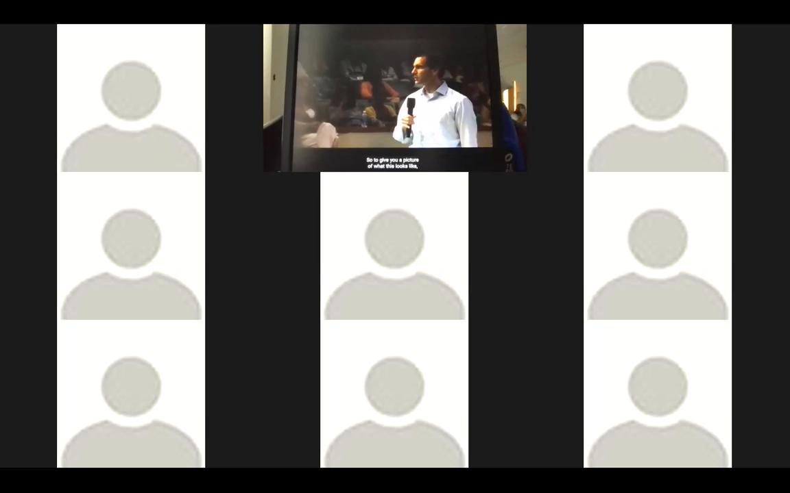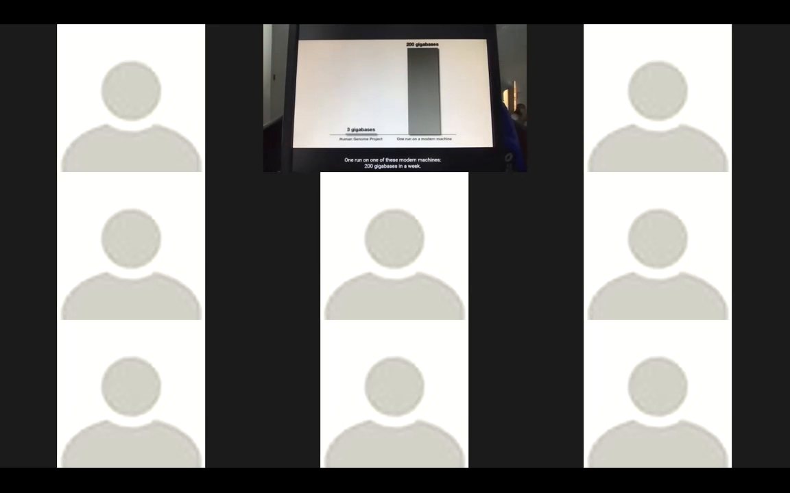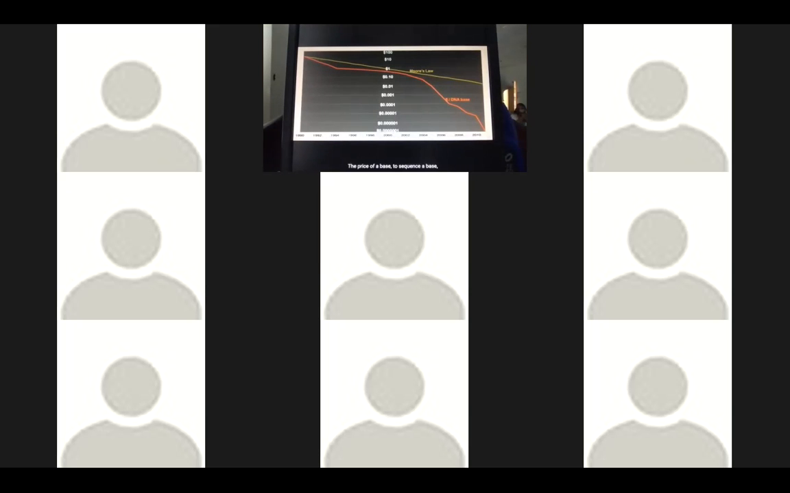And so just to give you a picture of what this looks like, the Human Genome Project, 3 gigabases, right? One run on one of these modern machines, 200 gigabases in a week. And that 200 is going to change to 600 this summer. And there's no sign of this pace slowing. So the price of a base, to sequence a base, has fallen 100 million times. That's the equivalent of you filling up your car with gas in 1998, waiting until 2011, and now you can drive to Jupiter and back twice.